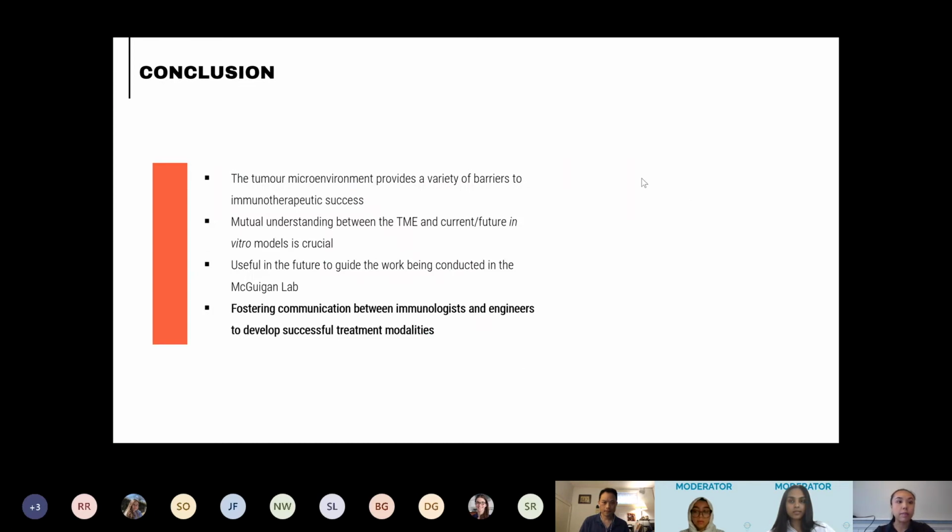In conclusion, the tumor microenvironment provides a variety of barriers to immunotherapeutic success. It is important to have a mutual understanding between the TME and current and future in vitro models in order for successful models to be created. This information is useful in the future to guide the work being conducted in the McGuigan lab to probe immunological features in TRACER.